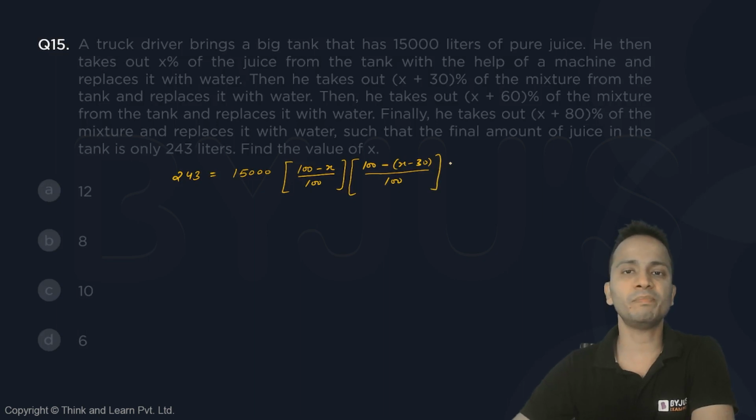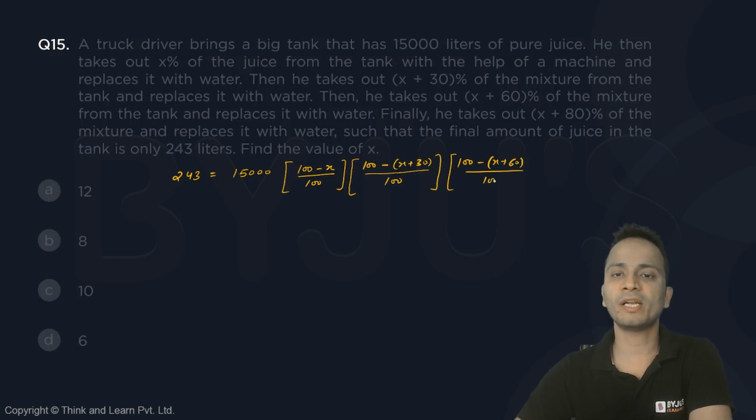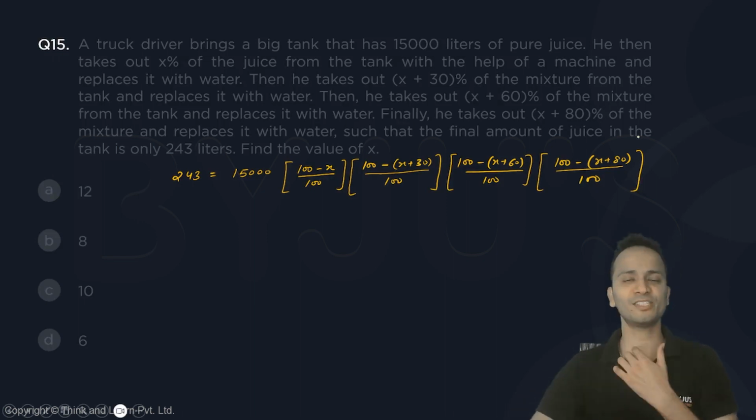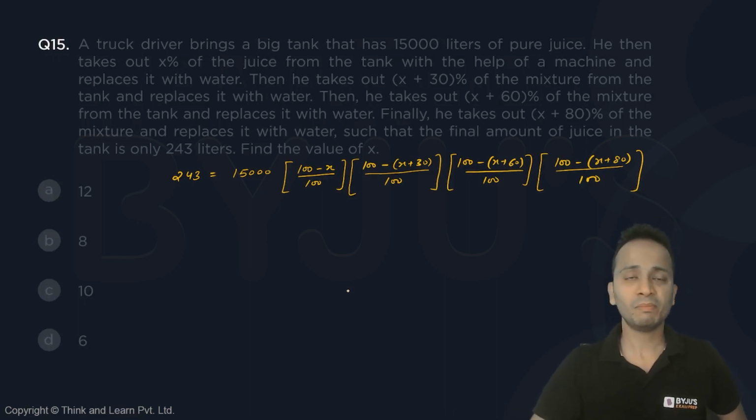Now the same thing is repeated two more times. So 100 minus x, sorry, here it should be x plus 30. So x plus 60 whole divided by 100. Okay, and final step 100 minus x plus 80 whole divided by 100. Okay, now we'll have to simplify this to find out the value of x. But we'll not simplify it, we'll be using either options or we'll be using some approximation techniques.